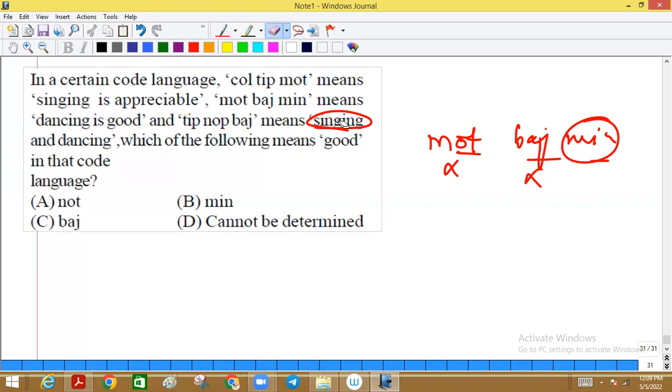Got it? For example, now you tell me, sing. What is the code for singing? Tip is the answer. Why? Singing is there here also, in the third sentence as well. First and third sentence, so obviously the common thing should be there. So here also tip is there, and here also you're having tip. So that is okay. Just by comparison, you can get the answers. So this is another type of miscellaneous coding and decoding questions.